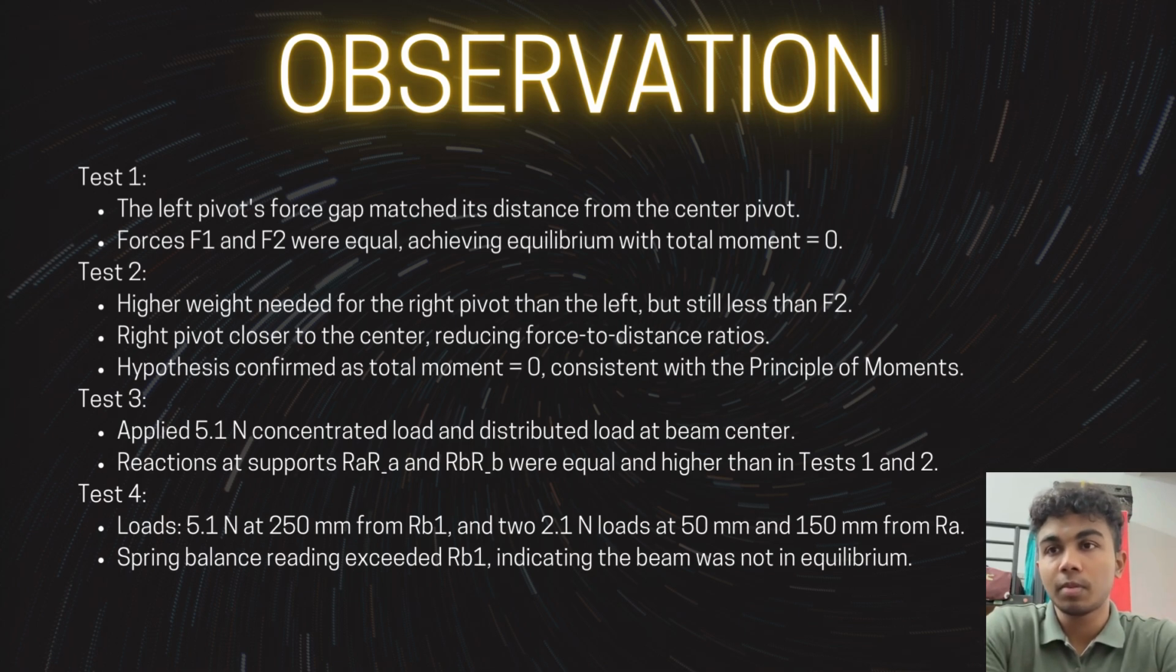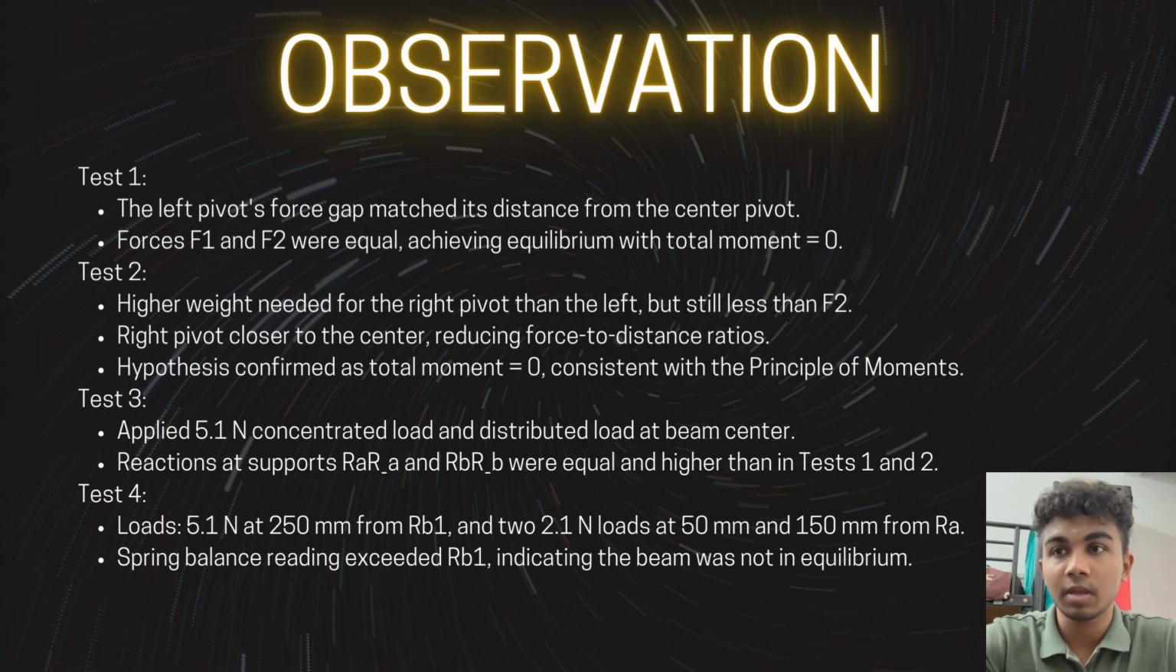In test 2, more weight was needed to balance the right pivot compared to the left, but it was still less than F2. This allowed F1 to remain unchanged, and the right pivot was positioned closer to the center than the left. Reducing the force to the distance ratios, the total moment equals 0, confirming the hypothesis and demonstrating the principle of moments, which states that the clockwise and anti-clockwise moments are equal.